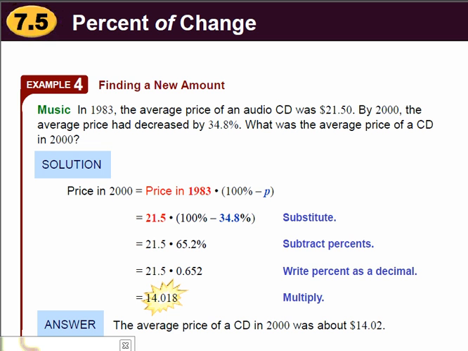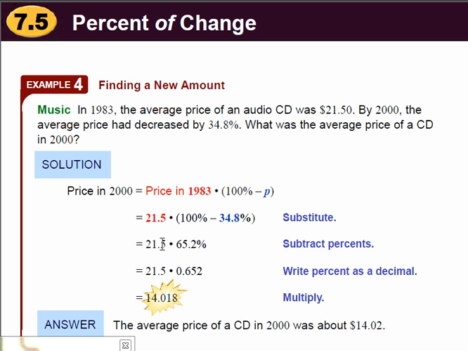Okay, so let's look at percent of change, but we're going to be finding a new amount. So in 1983, the average price of an audio CD was $21.50. By 2000, the average price had decreased by 34.8%. What was the average price of the CD in 2000? So they've set it up in words so that we can see. If we know it was $21.50 in '83, and we know it's decreasing by 34.8%, we have 100%, and then we subtract the 34.8.